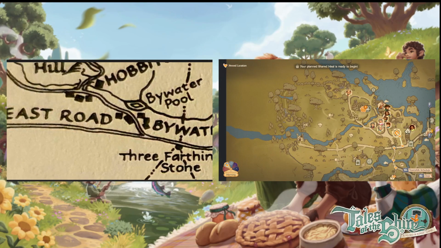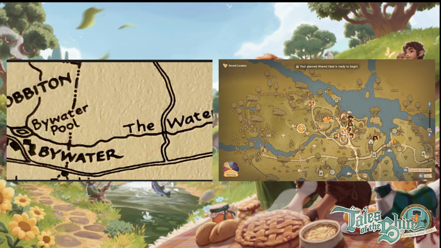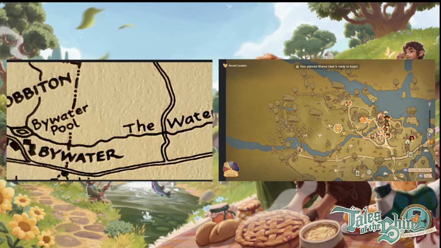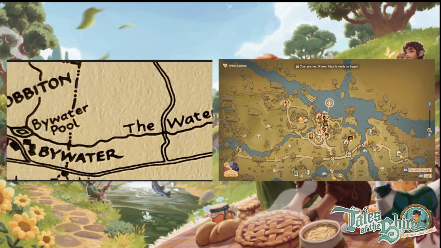Now, when we compare it to Bywater itself, one of the big things is that the Bywater Pool is represented right here. If you notice, there are those little islands in the middle. You notice that there seems to be a river going north, west, and east. The little dot islands there most likely represent the coalition of these two little islands right here.